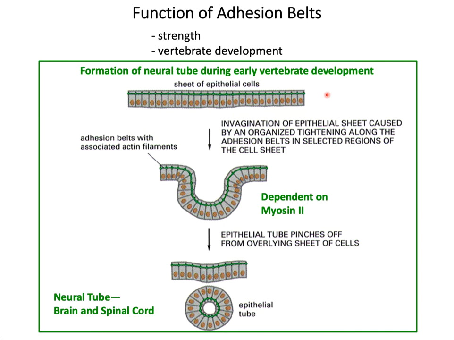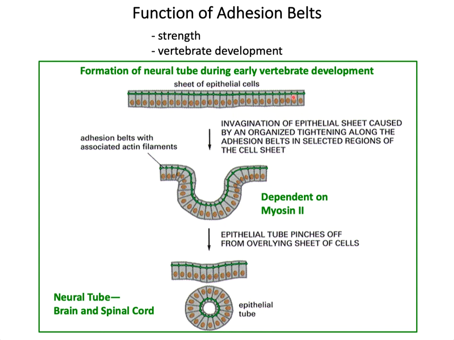But adhesion belts also have a very interesting function in vertebrate development. In vertebrate development, there is the formation of a structure known as a neural tube. Neural tubes go on in development to form the brain and spinal cord of vertebrates. So it is very important that the neural tube be formed properly, and neural tubes are formed from epithelial cell layers. In fact, they are formed through the function of these adhesion belts.